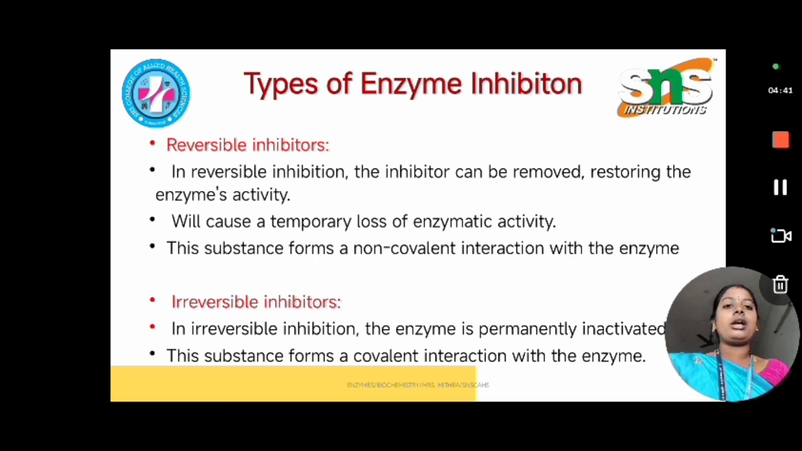Coming to the irreversible inhibitor, the enzyme is permanently inactivated because it is a covalent bond interaction. A covalent bond is a strong bond which cannot be separated between the enzyme and the inhibitor. So it causes a permanently inactivated form of the enzyme and it cannot be reversed back. So it is called irreversible inhibitors.